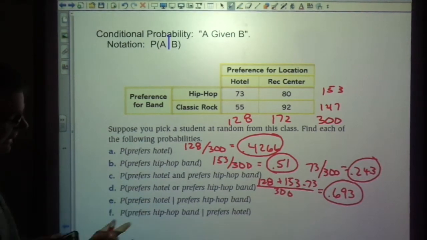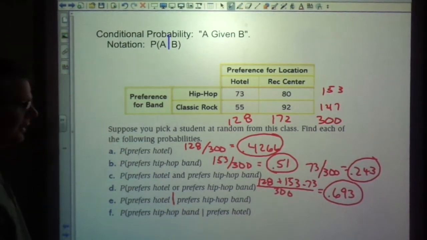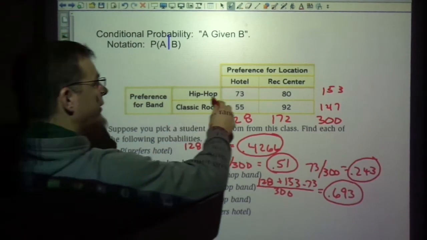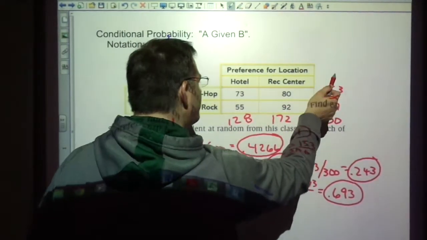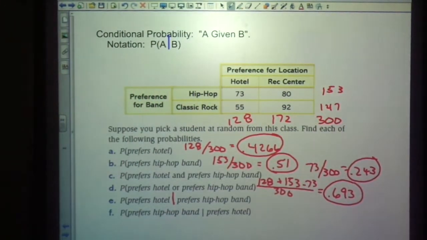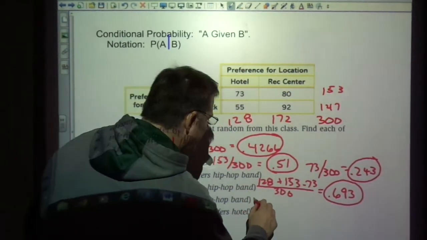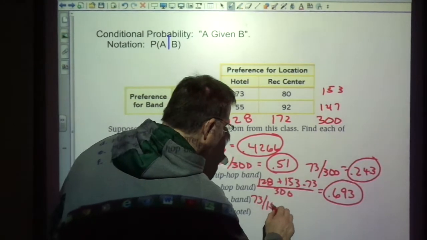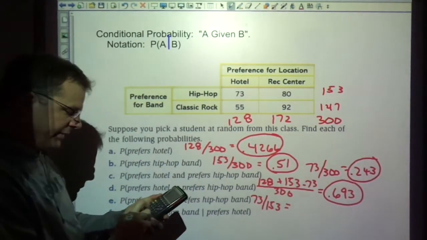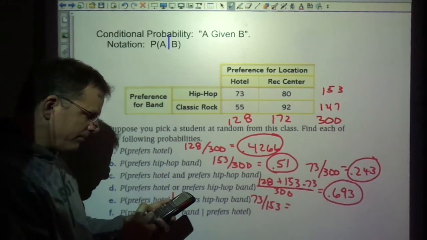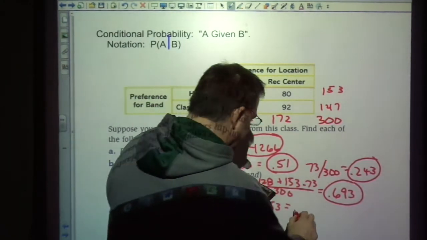Now here's the new stuff. Prefers a hotel given, this is a given bar, given that they prefer hip-hop. So if we ask them a question first, do you like hip-hop? Now we have all the people that like hip-hop, there's 153 of those. Out of those people, what's the probability we ask somebody there and they prefer the hotel? That would be 73 out of the 153. So 73 divided by 153 is 0.477.